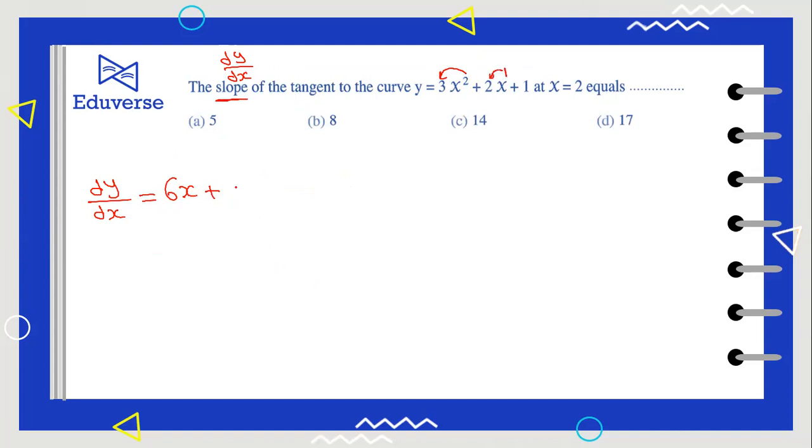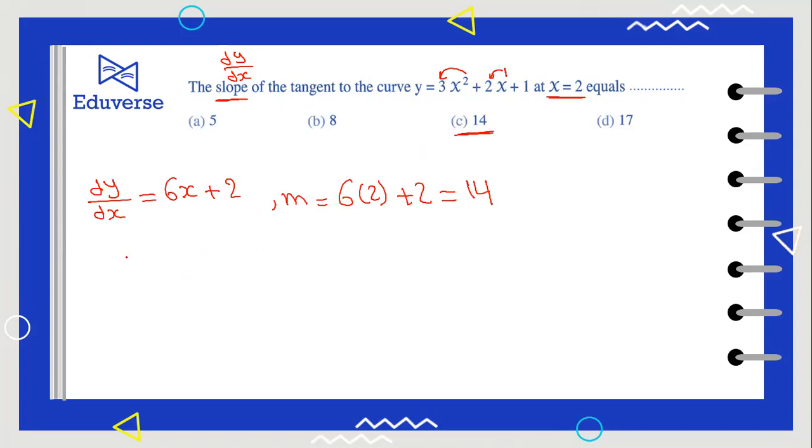1 multiplied by 2 is 2, and the power minus 1 gives x power 0, which we don't write. Plus 1 is a constant, and its derivative is 0. Then the slope is 6x plus 2. If I put x equal to 2 to find the value of the slope: 6 multiplied by 2 plus 2. 6 multiplied by 2 is 12, and 12 plus 2 is 14. So the slope of the tangent is 14.